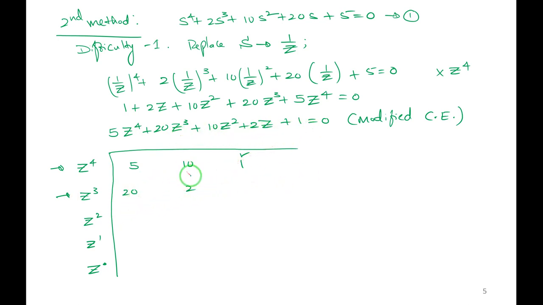Let me calculate using the calculator directly. Observe here: open bracket 20 into 10 minus open bracket 5 into 2, divided by 20. So I'm getting 9.5 here.